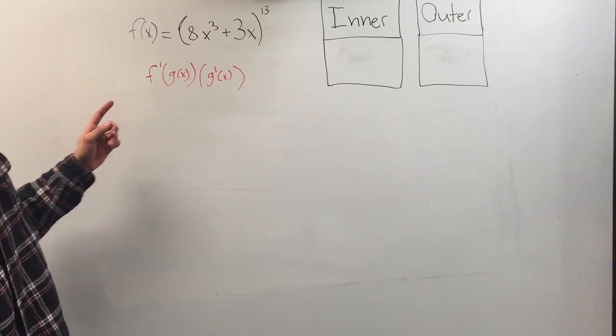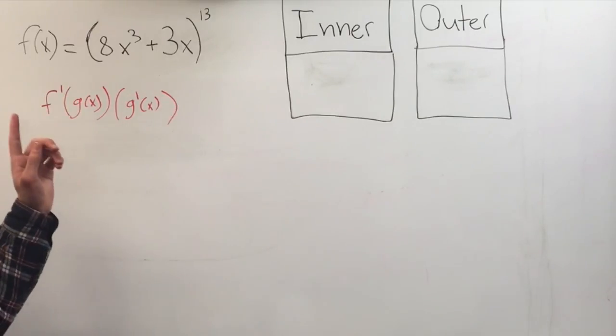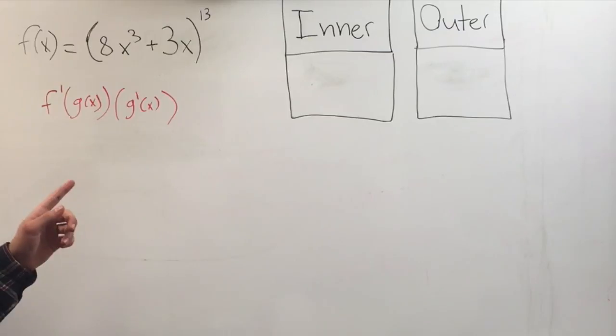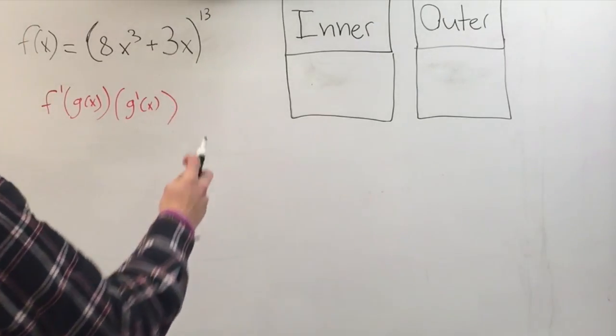In this next example, which is 8x cubed plus 3x all to the 13th power, this is an example where you can use the chain rule because it would take a lot longer to multiply out. You would use the chain rule and it would be much more efficient. So what we're going to do is once again split the function into its two components.